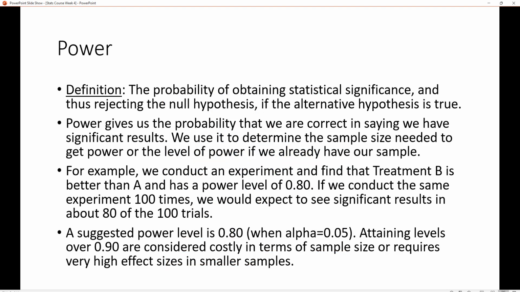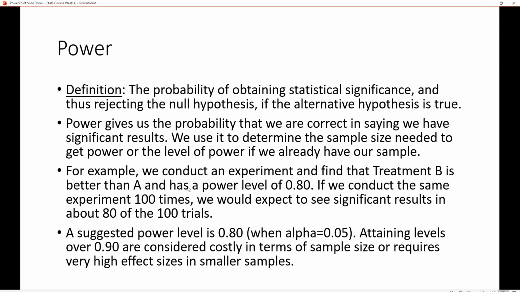So a related topic when we are looking at distribution tests or in comparing differences in inferential statistics would be power. Power is defined as the probability of obtaining statistical significance and thus rejecting the null hypothesis if the alternative hypothesis is true. In other words, power gives us the probability that we are correct in saying we have significant results.